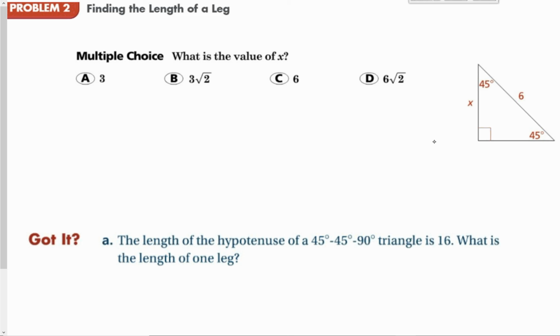As we look at problem number 2 here, we're going to go ahead and find the length of a leg. And we do that by going backwards. So normally we're given the side and we go to find the hypotenuse, and that was the side times root 2. So going backwards, this multiplication, we get rid of multiplication by dividing. So we're going to divide both sides by root 2.